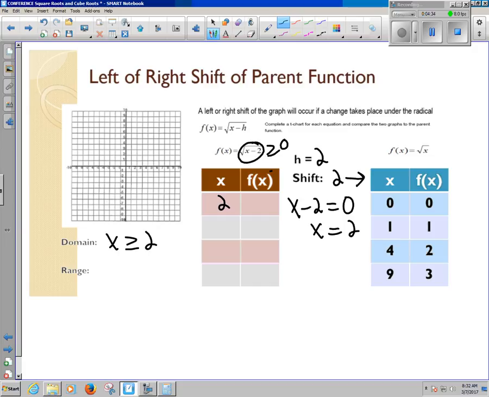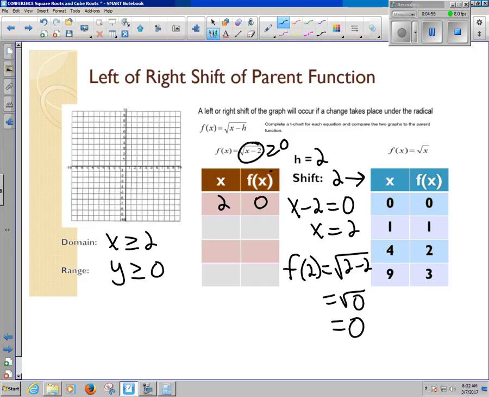Now this is a shift to the right 2 units, so the y value is not going to change. We'll verify this once we actually plot it. That's going to stay y greater or equal to 0. All right, so if we find f of 2 to find our y value, it's going to be the square root of 2 minus 2, which is the square root of 0, which is just 0.